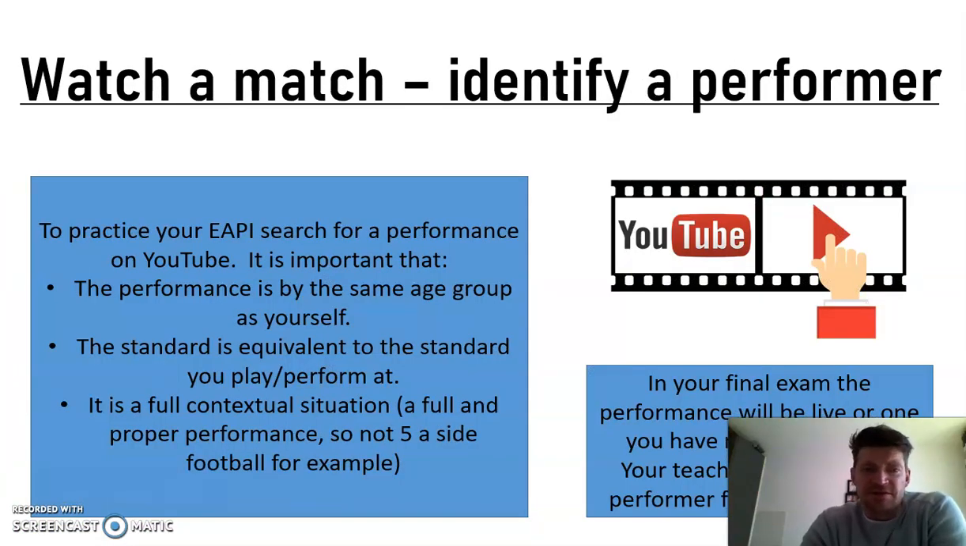One way of practicing it, a good way to practice, is to find clips on YouTube, watch the clips, start writing, identify a performer. In the actual exam, the teacher will identify the performer for you, but when you're practicing, just identify a performer that you choose and look at their strengths, look at their weaknesses, and write them down. And then think about which weakness you're going to prioritise and maybe put a plan together. We're going to go through it in a little bit more detail on this PowerPoint.